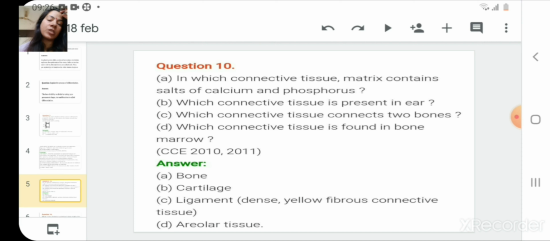So the first question's answer is bone. Bone is a connective tissue in which salts of calcium and phosphorus are present. Then the connective tissue which is present in your ear and in your nose is cartilage. And the connective tissue which connects two bones is ligament, which is dense, yellow, fibrous connective tissue. And the connective tissue which is found inside your bone marrow is areolar tissue.